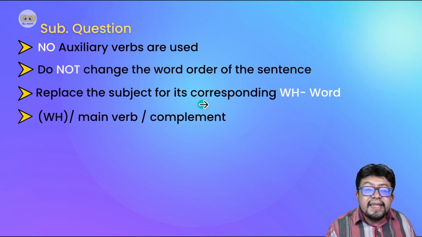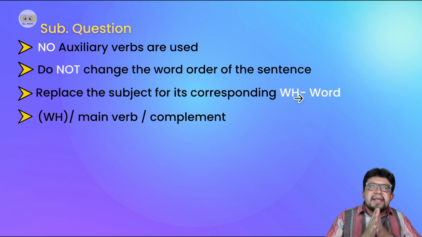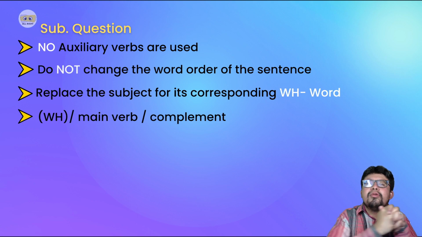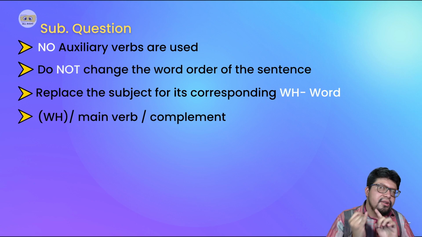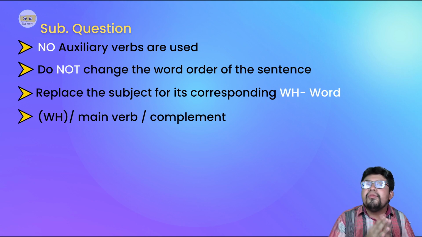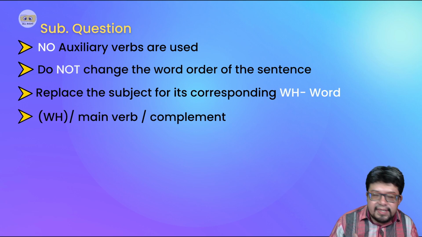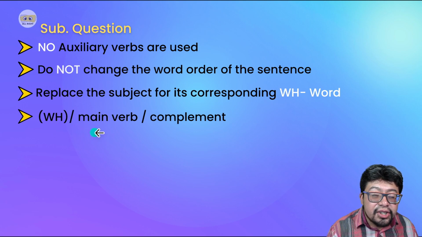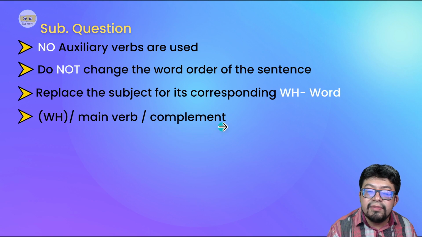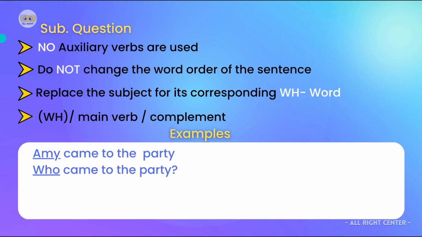You need to replace the subject with the corresponding WH word. Tenemos que reemplazar al sujeto que no conocemos por su palabra de pregunta correspondiente. Who, which, when, why. Normally it is who, alright? Or what. And well, the structure is the WH word plus the main verb plus the complement, alright? As you can see here, we have some examples. Amy came to the party.